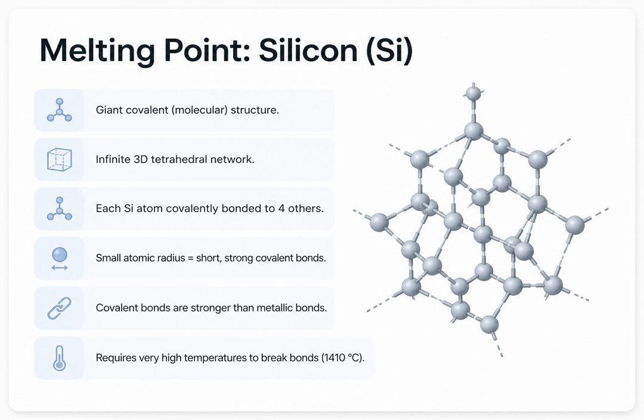Silicon doesn't form metallic bonds. Instead, it forms a giant covalent structure. Every single silicon atom is bonded to 4 others in a massive, infinite 3D tetrahedral network. Because silicon atoms are relatively small, these covalent bonds are short and incredibly strong. Melting silicon means breaking millions of actual chemical bonds, which requires a massive amount of thermal energy.